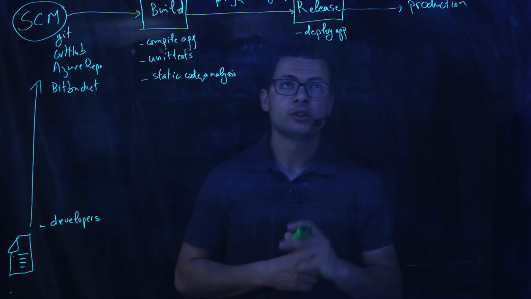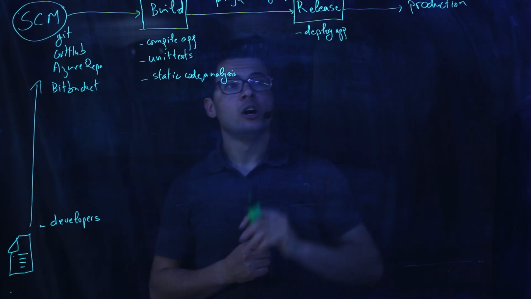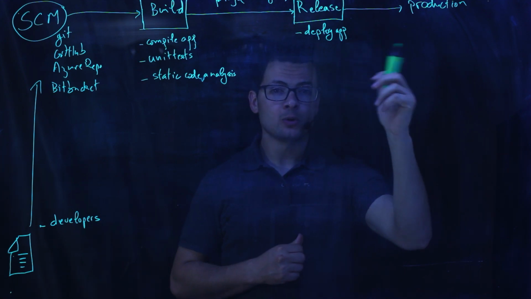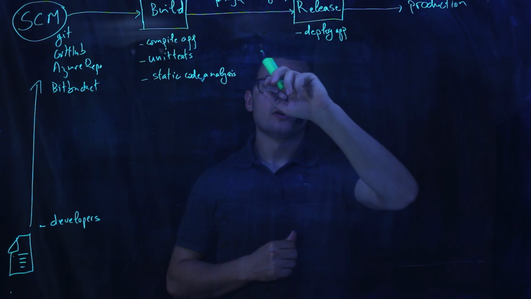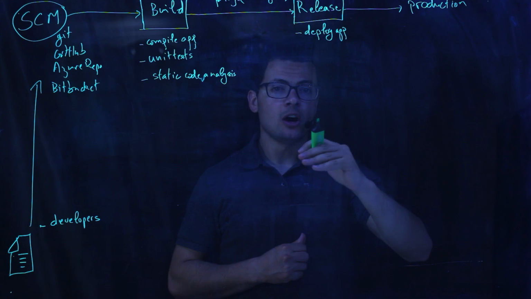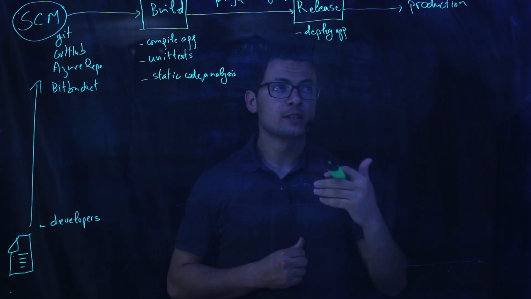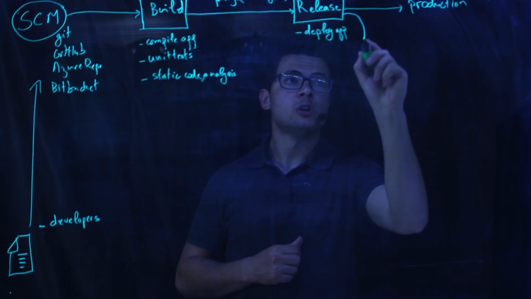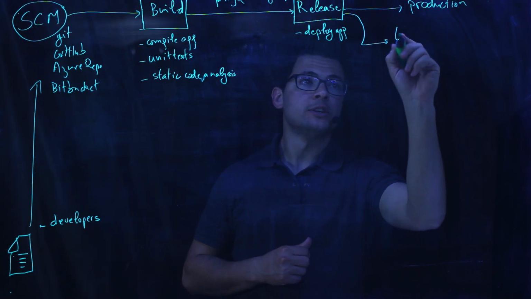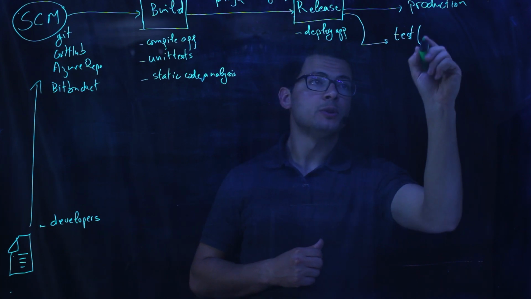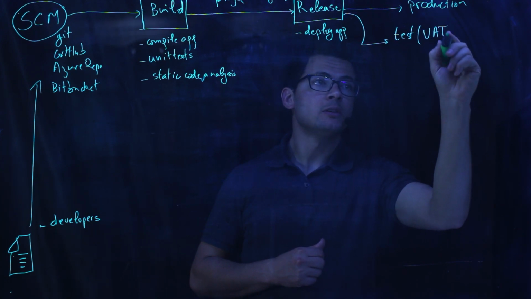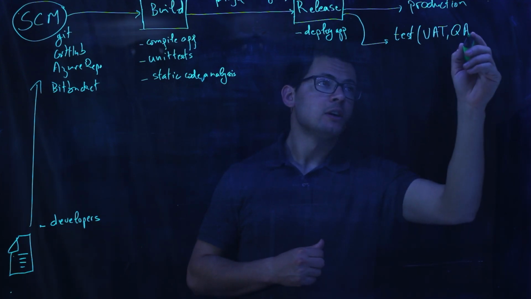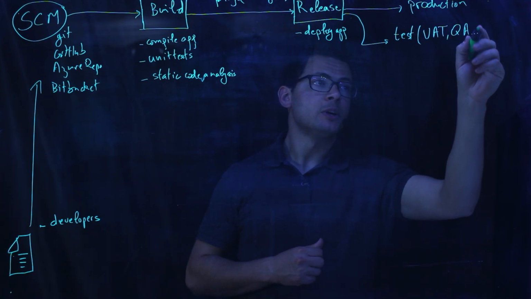When we deploy that package into the release, maybe I need to make sure that before deploying to production, the package is ready, or I want to run more tests before deploying to production. Here we can use, for example, some other environments like the test environment. This could be your UAT, user acceptance tests, QA for quality assurance, and many more.